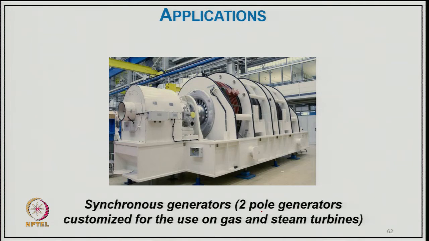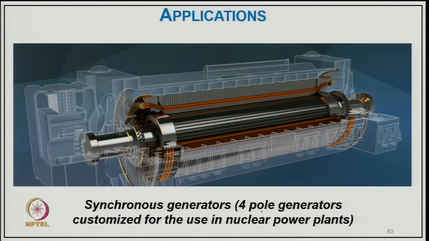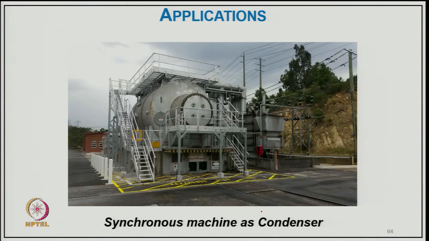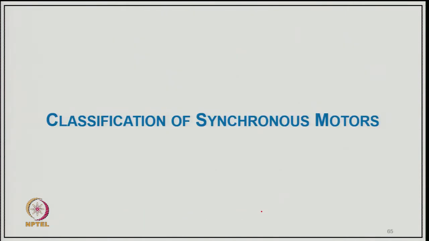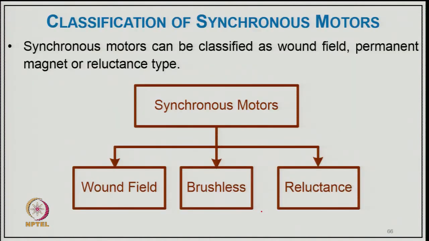Then synchronous generator 2 pole generator customized for the use of gas and steam turbine. Then synchronous generator 4 pole generator customized for use in nuclear power plant. Then synchronous machine as a condenser. So, now coming to the classification of synchronous motor. Now, the synchronous motor can be classified as wound field, permanent field and reluctance type.